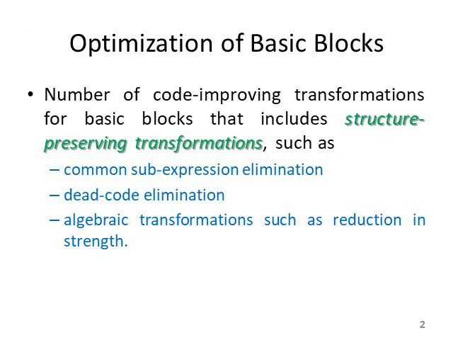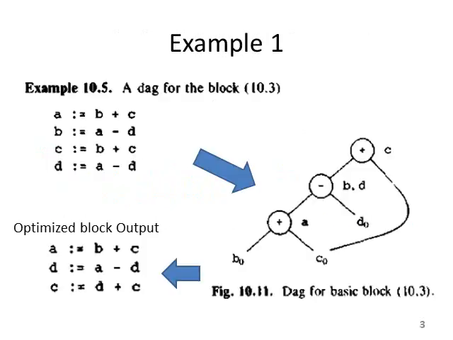So first of all, the basic thing related to the basic block is that we have learned the code improving transformation. That code improving transformation helps us to improve or transform the code. In the structure preserving transformation, we have common sub-expression elimination, dead code elimination, algebraic transformation, and under that, special case reduction in strength. We have already learned that and it will benefit us in optimizing the basic block.